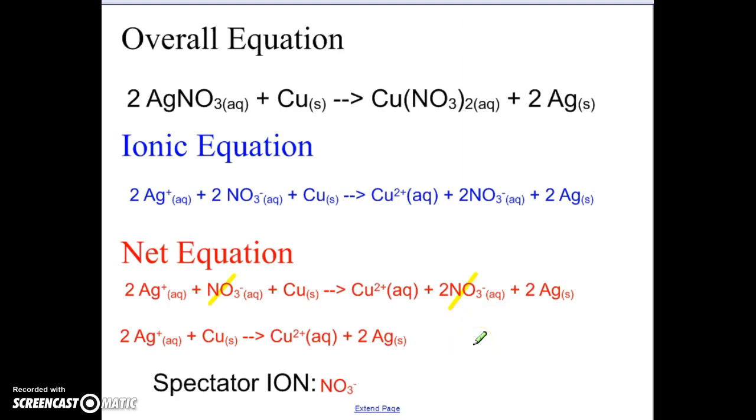I hope these 2 examples will help you work on net ionic equations. View this and try to do 5 double displacement and 5 single displacement net ionic equations. Always do the ionic before the net, and bring those with you to class after watching this video. We'll go over them in class tomorrow.